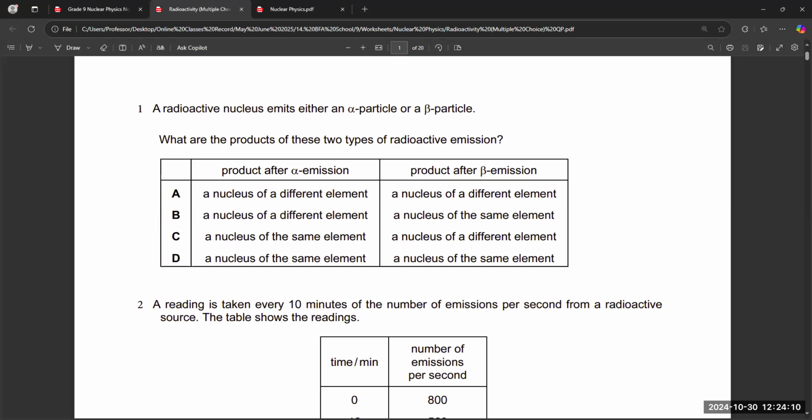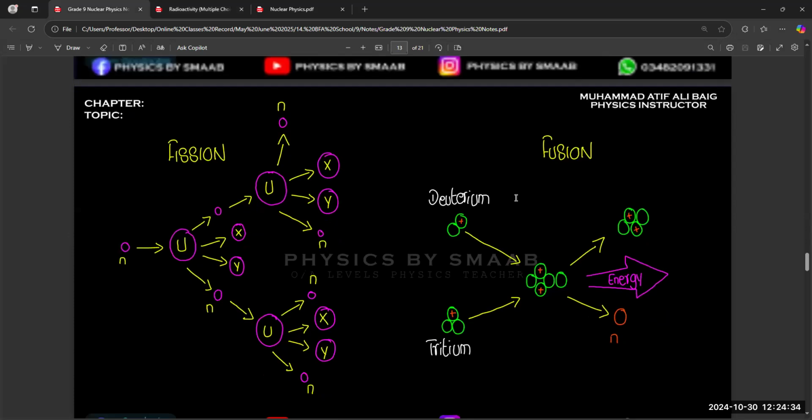Okay, in our last class, we discussed nuclear fission and nuclear fusion reactions, right? In a fission reaction, we split a heavy nucleus into two small nuclei that are more stable than the large nucleus. That process is called fission, right? And in a fusion reaction, we combine two small nuclei to make a heavy, stable nucleus. So that process is called a fusion reaction, right? So these are two different nuclear reactions that we discussed last time.